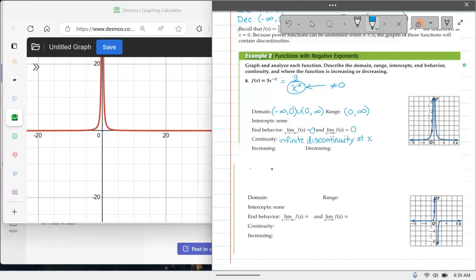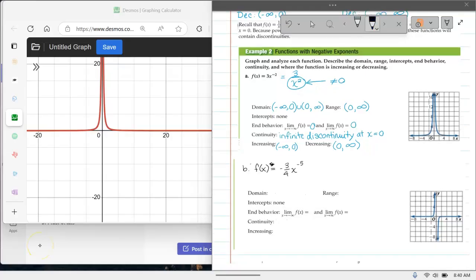At x equals 0. But it would be continuous on its domain. It is increasing from negative infinity to 0, and it is decreasing from 0 to positive infinity. Pause the video and try the second one.